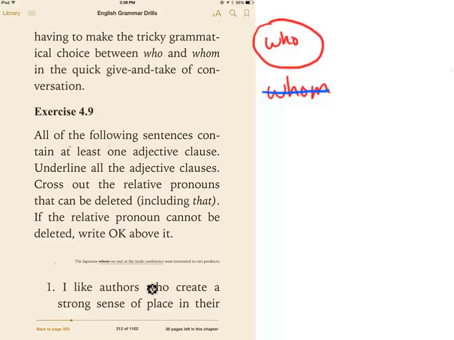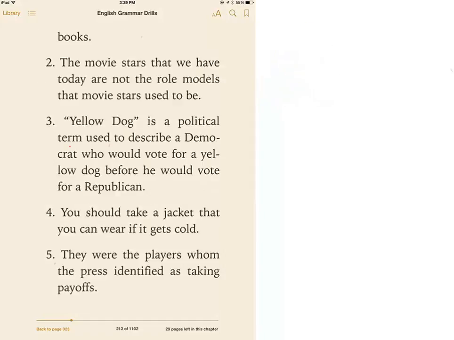Okay, so we have to leave it in there. That's a relative pronoun that's essential. It's necessary. Okay, then we're going to go to the next one.